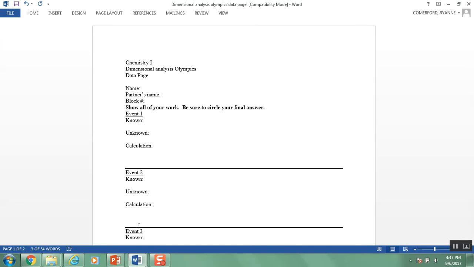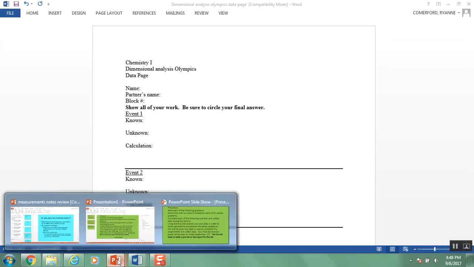Now again, what that means is this page right here, the Data Dimensional Analysis Olympics page, data page with your name and your partner's name on it. This will be due to me by Friday, September 15th. No late work will be accepted, so please make sure you turn it in to me by that day. Now, we're starting on it today. Obviously, you'll have a couple days to work on this. Depending on how much time you use today, we'll control how much extra time you might get. So please make sure you're using your time wisely.